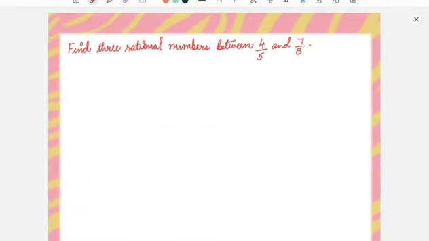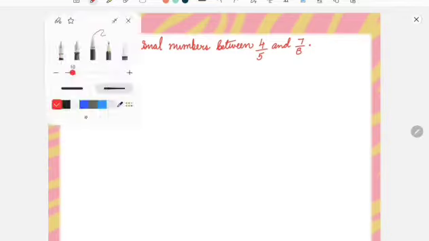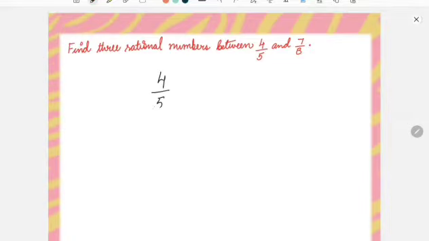Moving to the next question, we have to find 3 rational numbers between 4 by 5 and 7 by 8. Now the 2 rational numbers that are given to us are 4 by 5 and 7 by 8. ये जो हमें 2 rational numbers दिए हैं, इन दोनों के denominators कैसे हैं? अलग अलग हैं, right? तो इससे पहले हम इन्हें सॉल्व करें, हमें इनके denominators क्या करने पड़ेंगे?